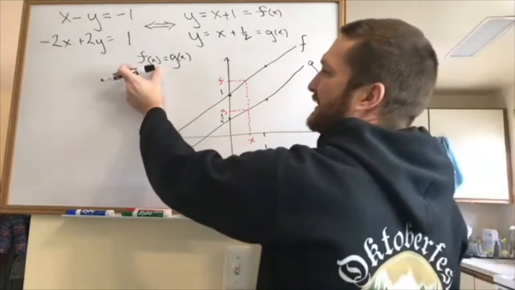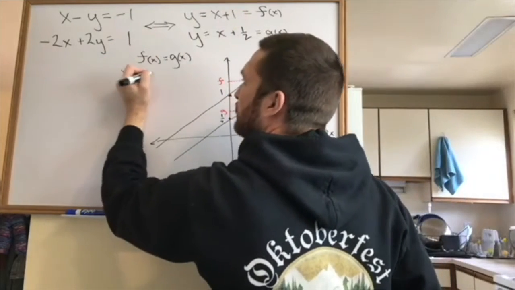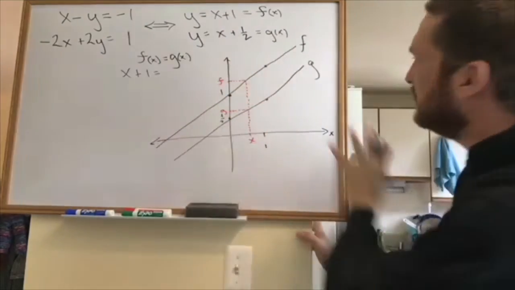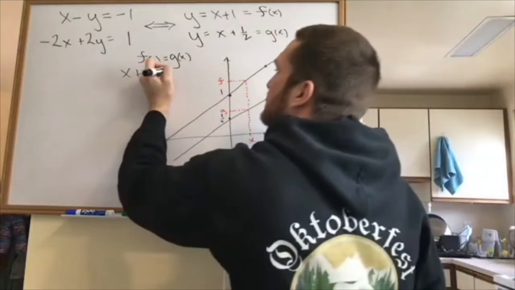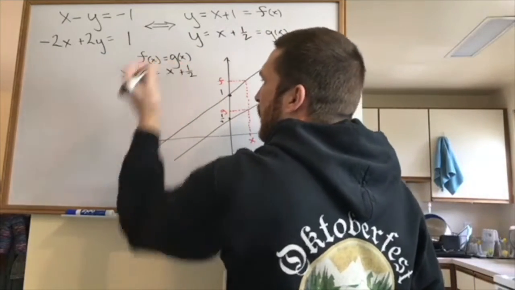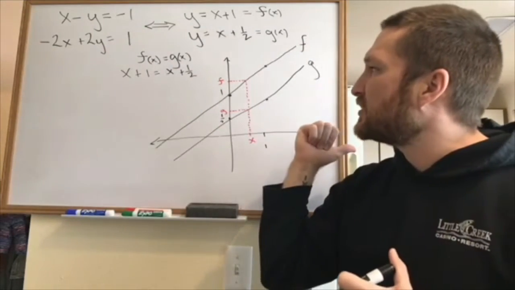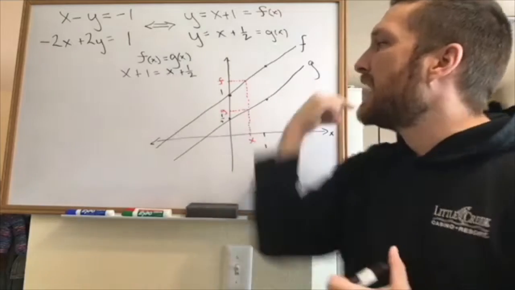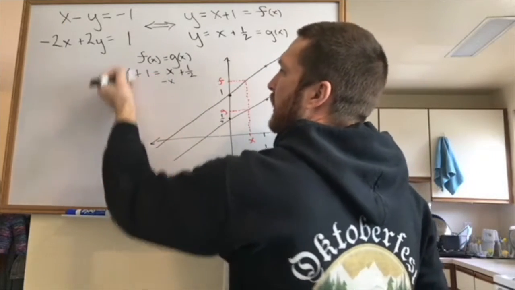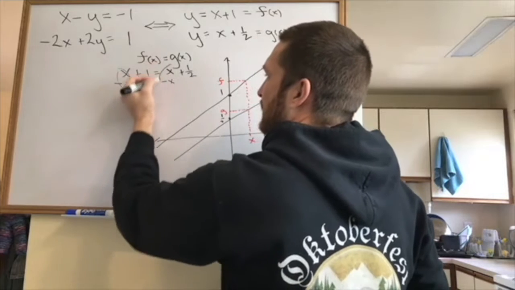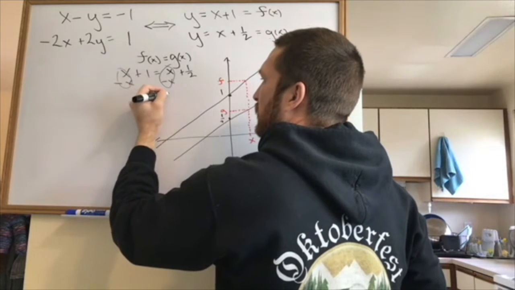We'd say, well, the output of f of x is x plus 1. And the output of G is x plus 1/2. So how about I get all my x's on one side, all my constants on another side? I'll bring my x to this side. That gives me a 0 and a 0, and I get 1 equals 1/2.